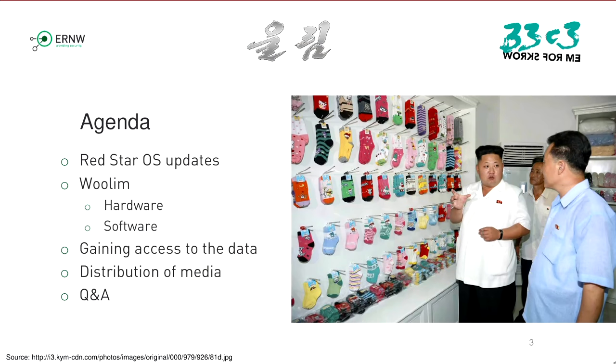Then after that, Woolim is pretty locked down, so there is not much a user can do to break out of the usual tools or applications that are installed on the device. So we had to find a way to gain access to the whole package, all of the APKs, all of the stuff that is stored on the device. And Manuel is going to talk about how we gained access to the device. And after that, we will see how the government is able to control the distribution of media with these tablet PCs. And Niklaus is going to talk about that part. And after that, hopefully, we will have some Q&A.